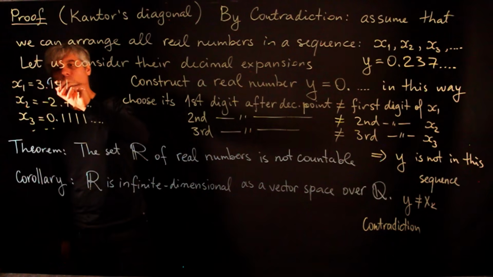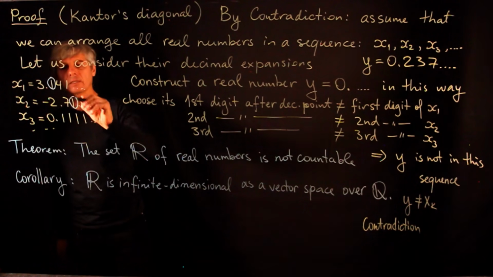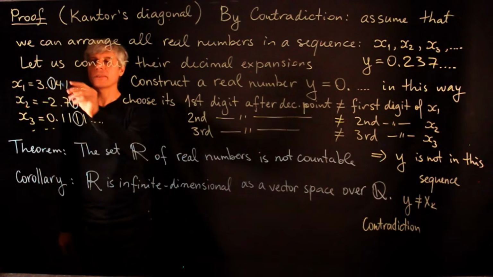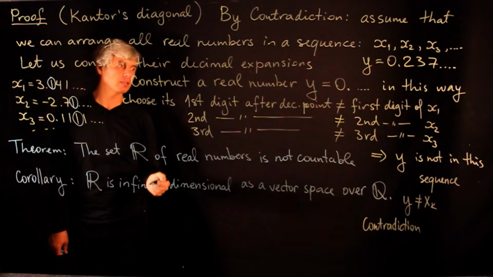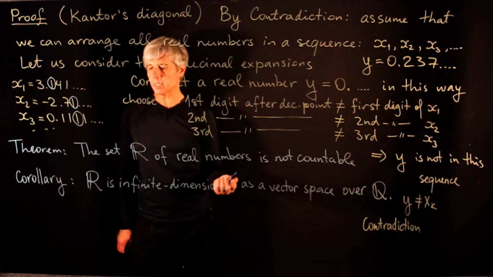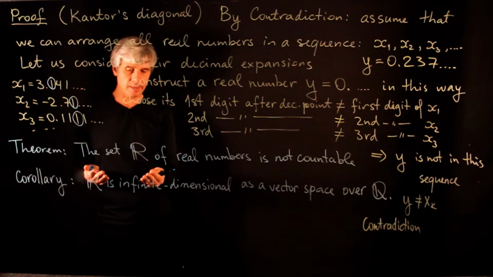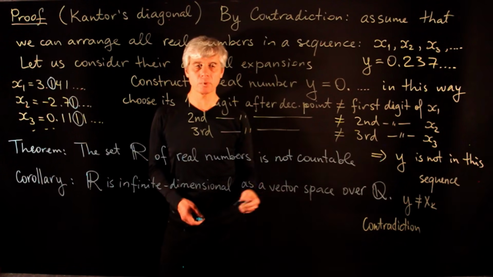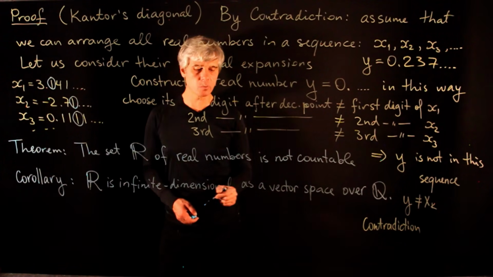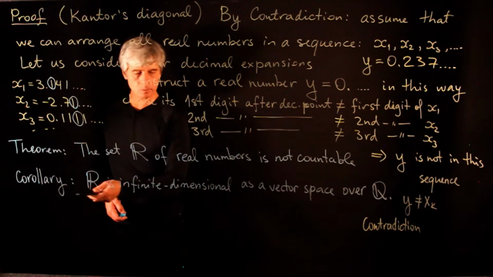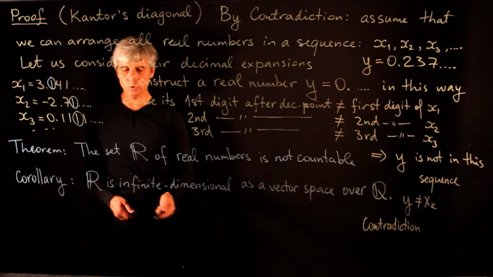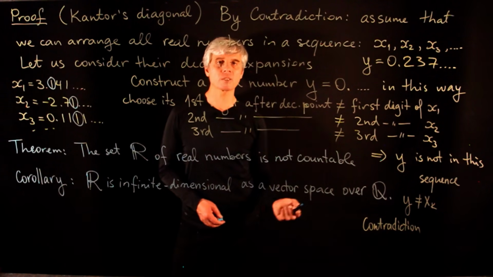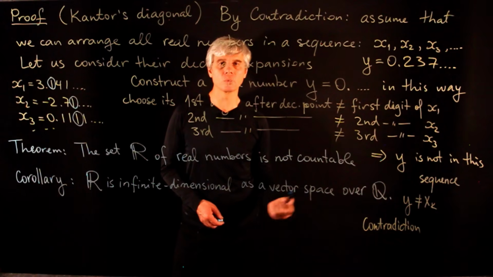We're just doing this diagonal in the decimal expansions, and this is the reason why this is called Cantor's diagonal. In this way, we prove that the set of real numbers is not countable. So it's not possible to list all real numbers in one sequence. And so we get our conclusion that the set of real numbers is an infinite dimensional vector space over its subfield Q, the rational numbers.